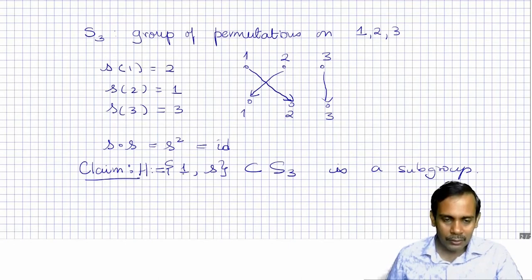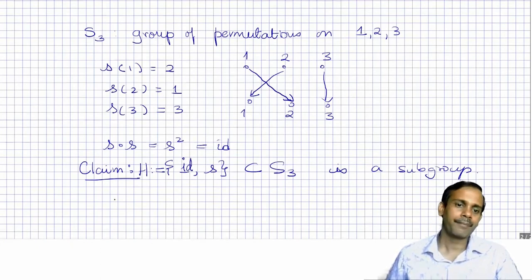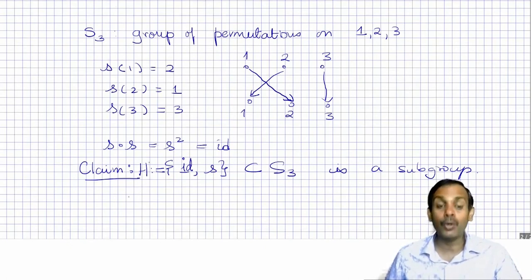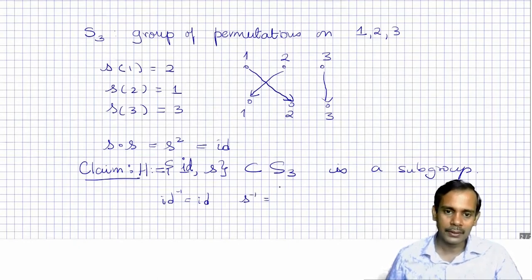So the only two elements in H are 1 and S, and clearly 1 times S is in H, S times 1 is S, that's also in H. 1 times 1 is 1, that's also in H, and S times S is 1, so that's also in H. This 1, I should have said identity here. Then I also have to check the inverse. Well, identity inverse is identity, so that's in H. S inverse is the element which, if I multiply by S, I get identity. But right here, you see that S dot S is identity. So S inverse is equal to S. So this H is a subgroup.